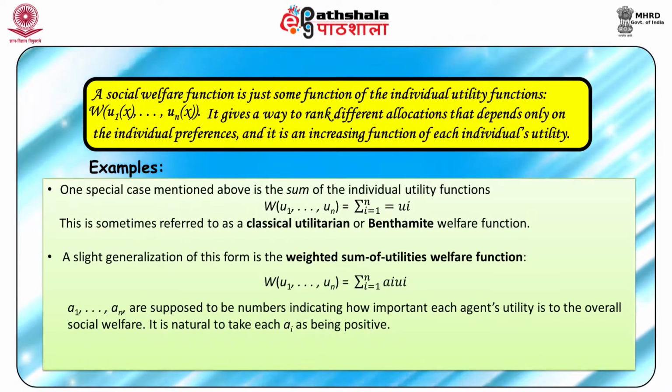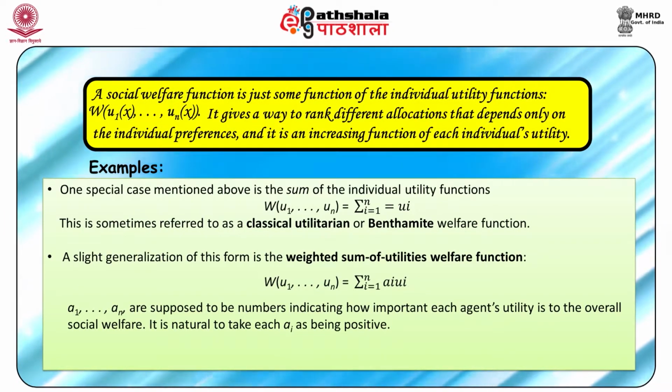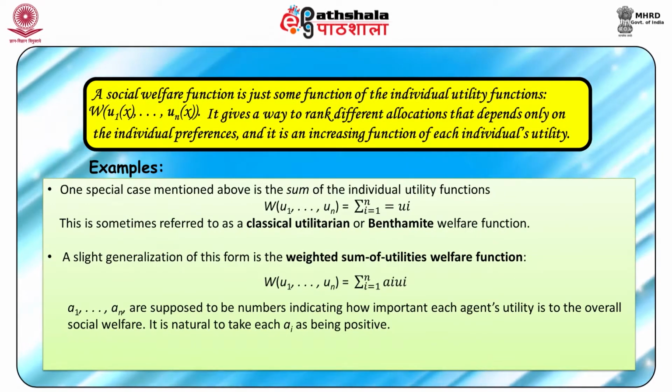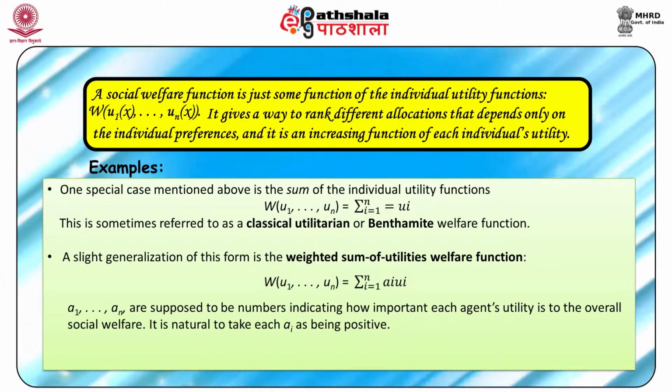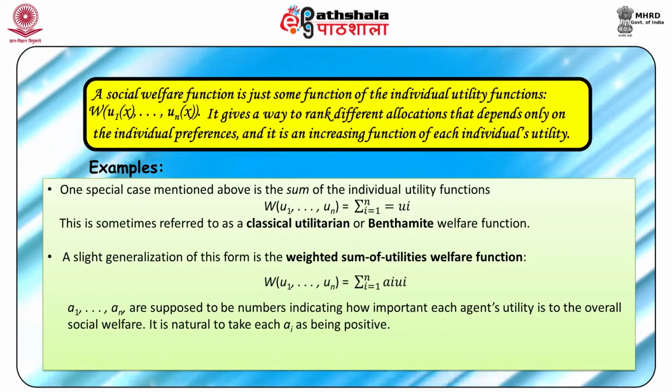Let us look at some examples. One special case mentioned above is the sum of the individual utility functions. That is, W(u_1, ..., u_n) is equal to the sum of u_i for i equal to 1 to n. This is sometimes referred to as a classical utilitarian or Benthamite welfare function.